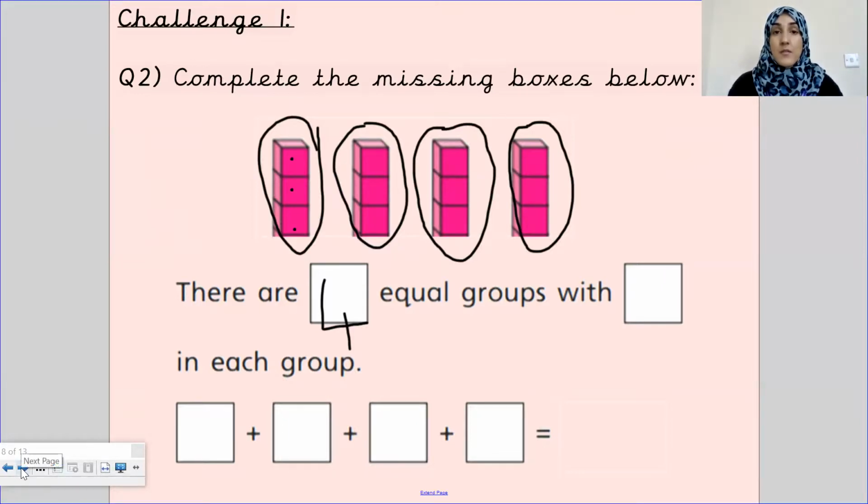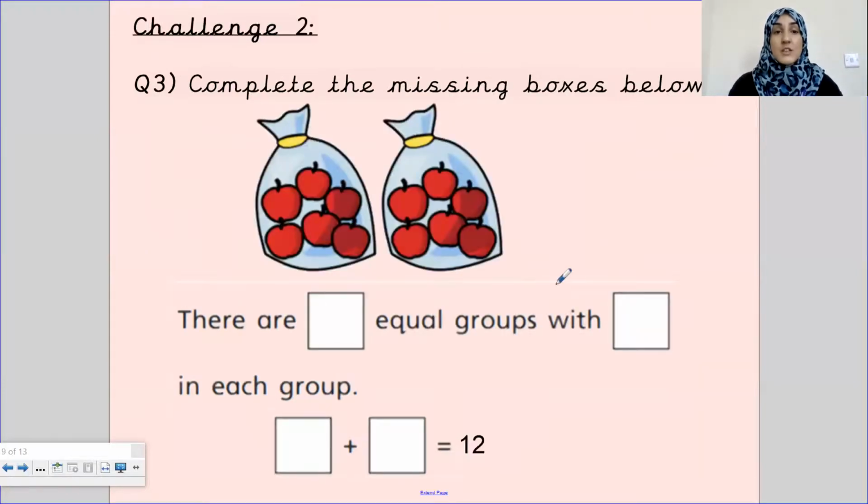Okay. Now moving on to challenge 2. Challenge 2. Complete the missing boxes below. So your job is you need to find out how many groups there are. There are 2 bags of apples, so there are 2 groups. And how many apples are in each group?